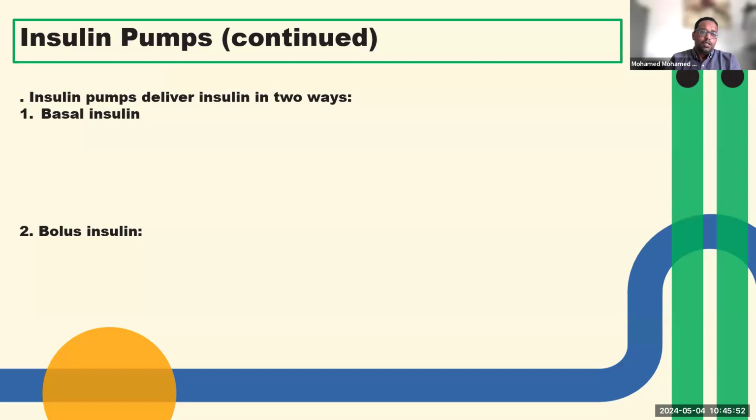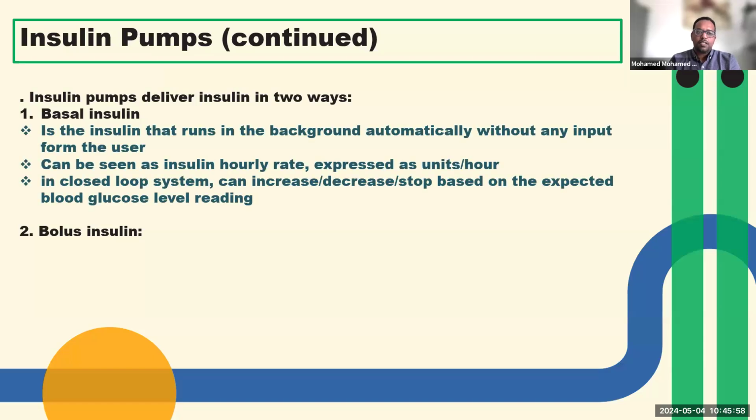Insulin pumps deliver insulin in 2 ways, as we have said, basal insulin and bolus insulin. So basal insulin is the insulin that runs in the background automatically without any input from the user. It can be seen as an insulin hourly rate, like units per hour. In the closed loop system, it can increase, decrease, or even stop based on the expected blood glucose level reading. So it's very important to understand the idea of the basal insulin.